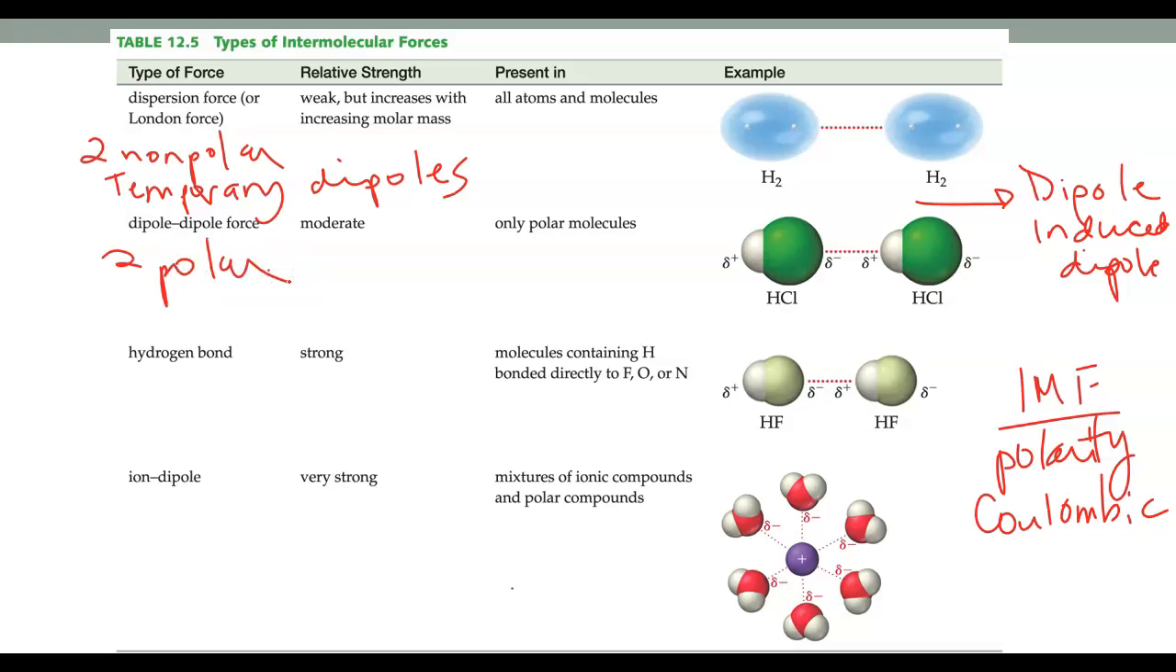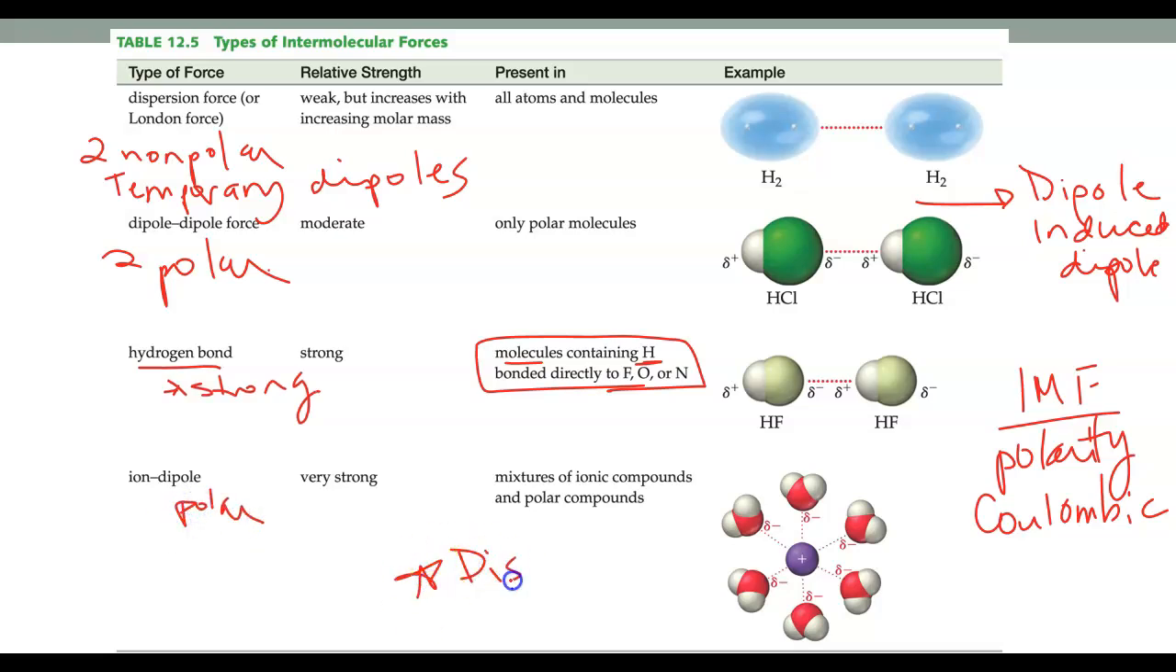And then a special type of dipole-dipole is a hydrogen bond. That happens in molecules that contain hydrogen bonded to fluorine, oxygen, and nitrogen. And so these are very strong. They are going to be the strongest of the intermolecular forces, excepting maybe this ion dipole. So ion dipole is going to take place between an ion and polar molecule, and this is going to be responsible for dissolving ionic compounds.